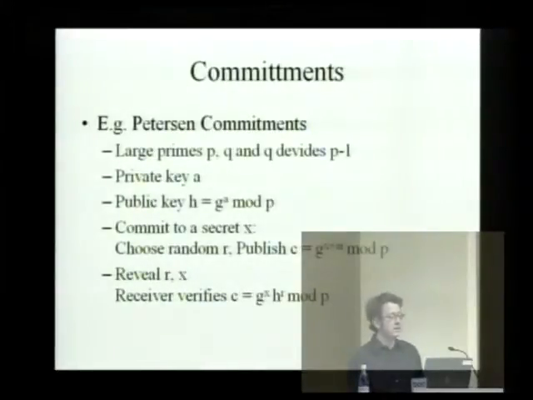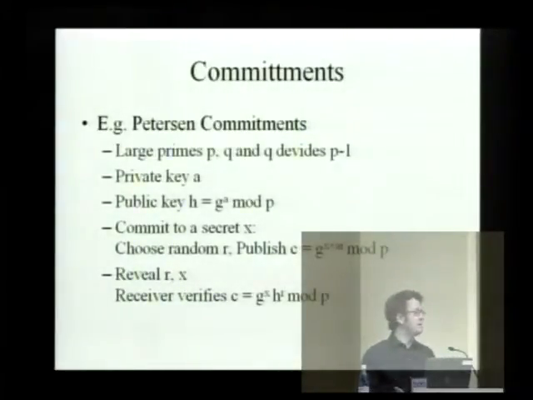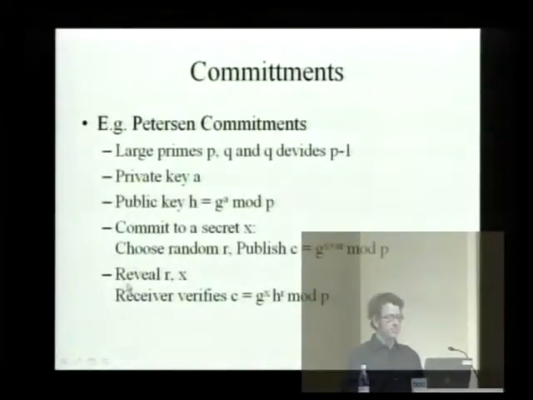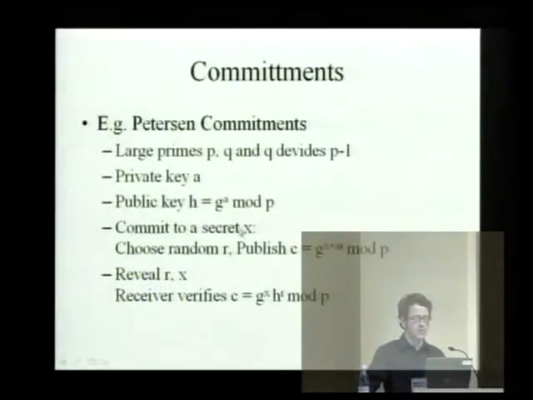Now, you can use that to commit to a secret. Commit in the sense that you can't change it after you've revealed some information. So if you have two large primes, p and q, q divides p minus 1, and you have a private key a, and you have a public key h, which is g to the a modulo p, and you can commit to a secret x by choosing a random r and publishing a c, which is calculated like that, and if you then reveal r and x, the receiver can verify that you actually didn't change your x after you committed to the secret.